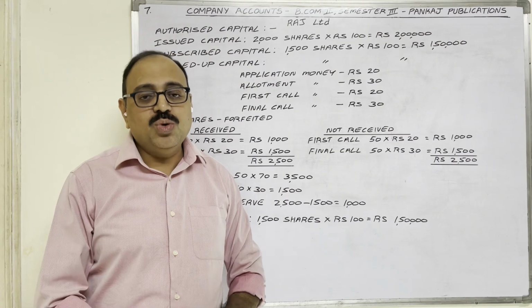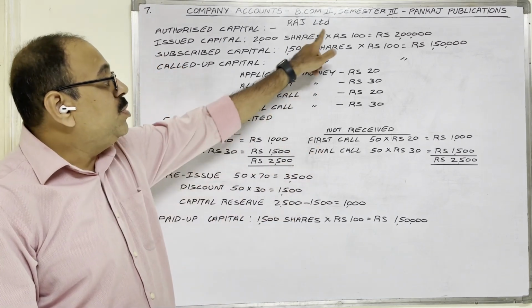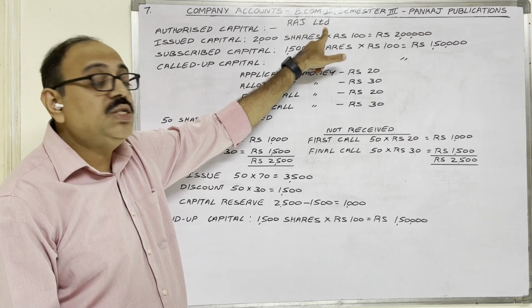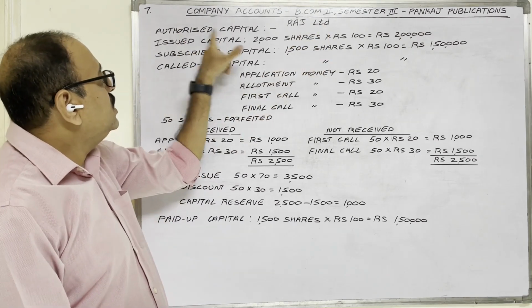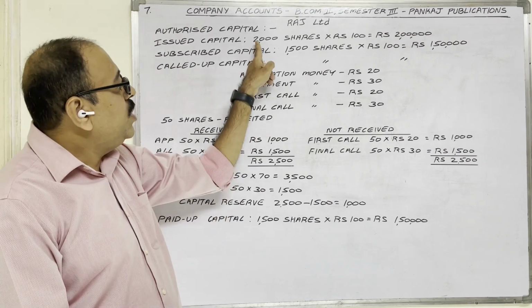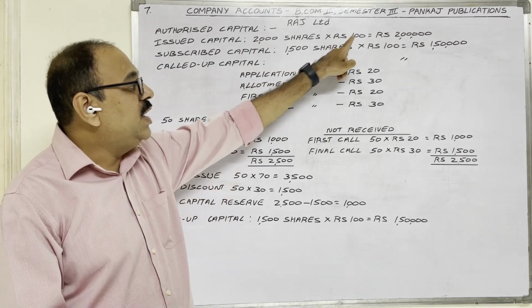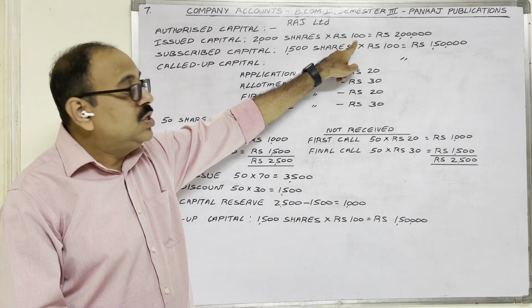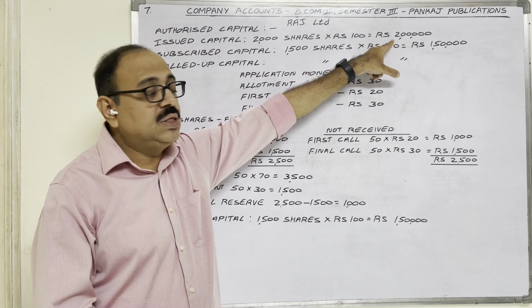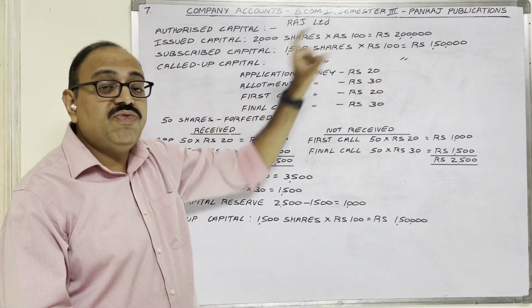Let us understand the question first. There is one public limited company, Raj Limited. Their authorized capital is not given in the question. Issued capital: the company issued 2000 shares at the rate of 100 rupees each, so issued capital is 2000 into 100, 2 lakh rupees. Here 100 rupees is known as the face value of the share.